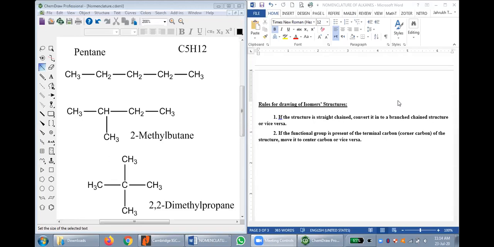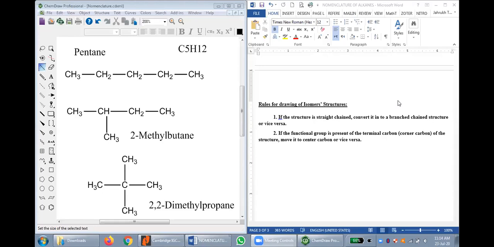So are we clear with this example? I mean, rule number 1. If we are clear, then keep in mind that it's not important that you always come up with a structure that only consists of one branch. You may convert it into a structure with 2 branches, 3 branches, 4 branches. Those branches can be on the second carbon, on the third carbon. They can be 2 branches on 1 carbon. They can be only 1 branch on 1 carbon.